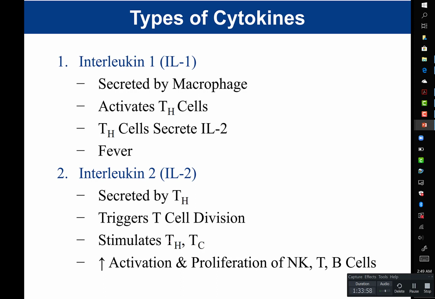It stimulates T helper cells and cytotoxic T cells, and it activates and helps proliferate natural killer cells, B cells, and T cells. So again, interleukin 2 basically activates everybody. It basically is going to turn on an immune response. It's going to activate humoral immunity. It's going to activate cell-mediated immunity. And it's going to basically turn on the immune response for those cells that have the appropriate receptor.